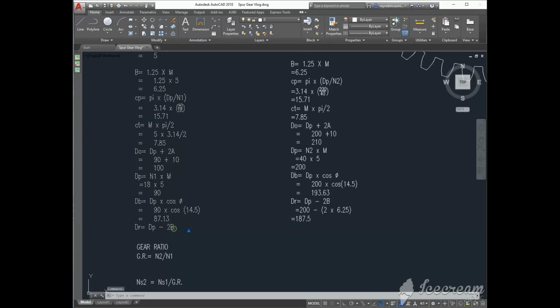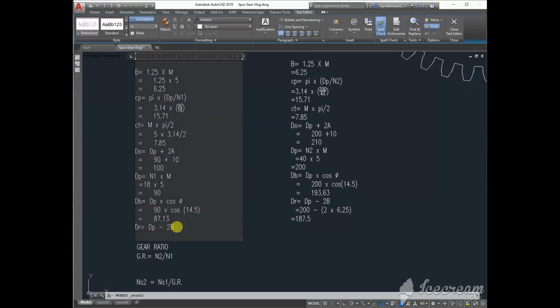I think I missed out the root circle diameter of the pinion gear, which is equal to 90 minus twice the dedendum. This is equal to 77.5.